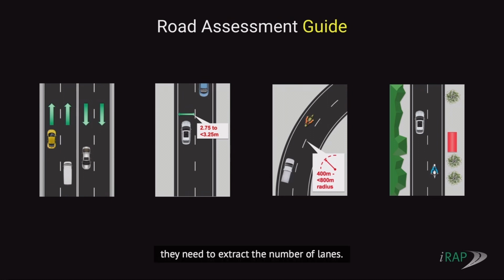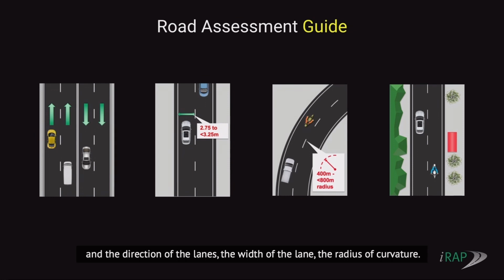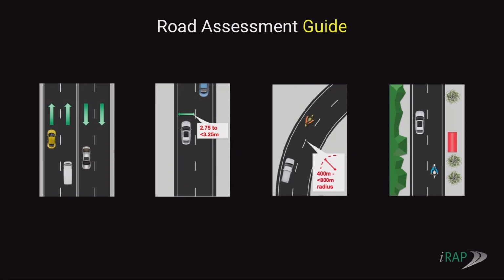For example, they need to extract the number of lanes and the direction of the lanes, the width of the lane, the radius of curvature. Those are features that need to be extracted from the road. And also what's on the side of the road: 1 meter, 5 meters, even 10 meters on the side of the road. They want to know what's there.